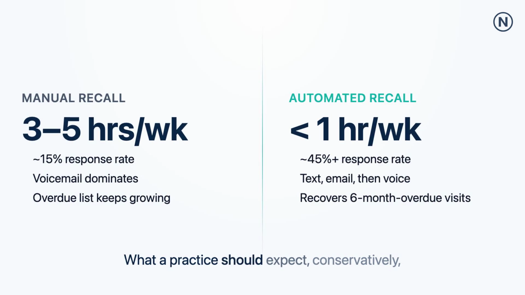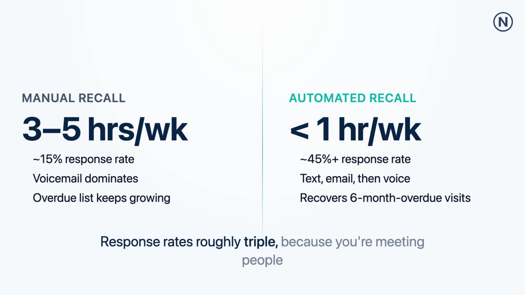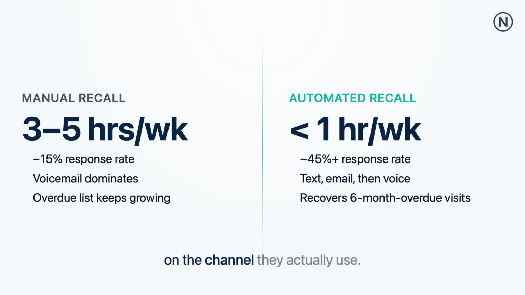What a practice should expect conservatively in the first 90 days. Staff hours on recall drop to under 1 a week. Most of that is review, not dialing. Response rates roughly triple because you're meeting people on the channel they actually use. And you'll recover visits that have been sitting on the overdue list for 6 months or more. The kind of recovery that pays for the automation many times over in its first quarter.